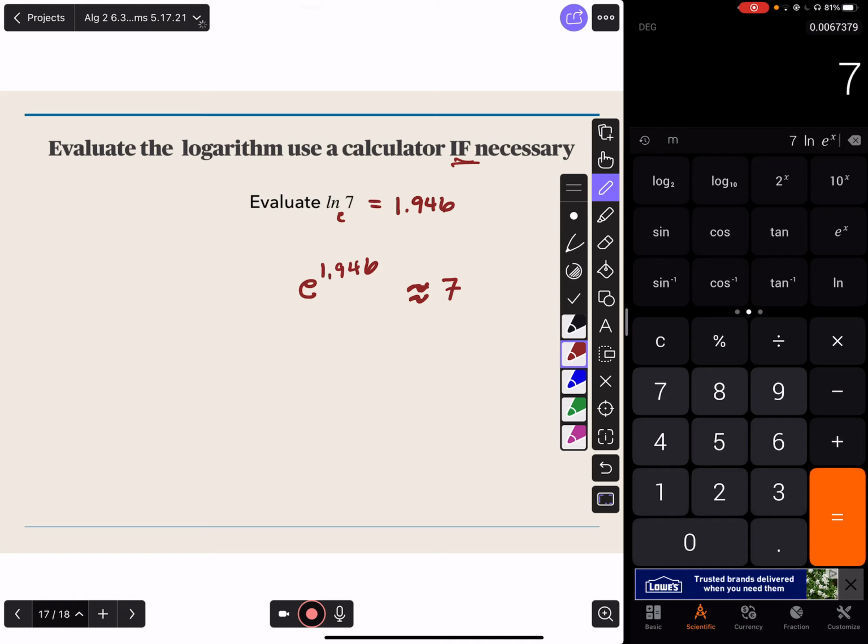And that's it. Okay, so we got some like the first ones where you have to get the bases the same and then equate your exponents, and others where you just use your calculator.